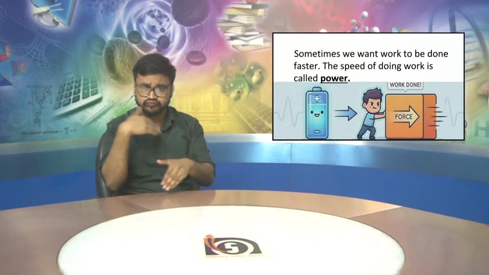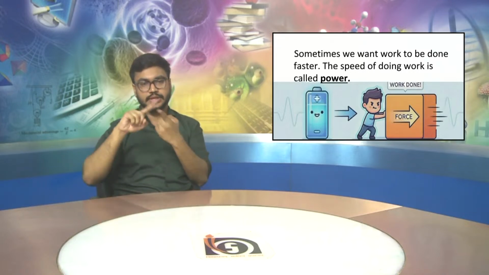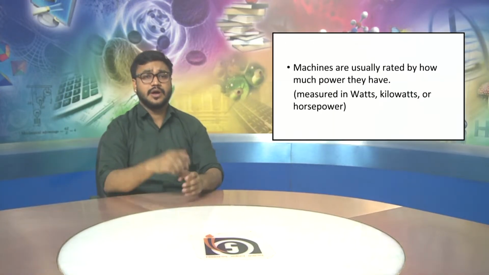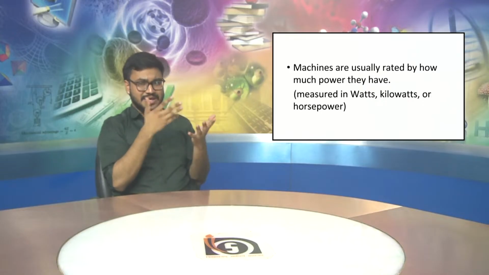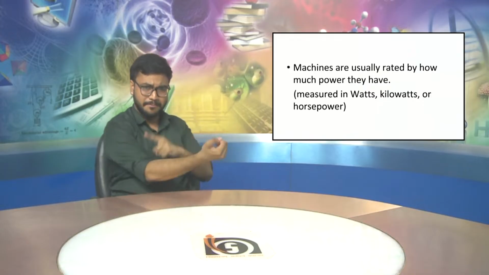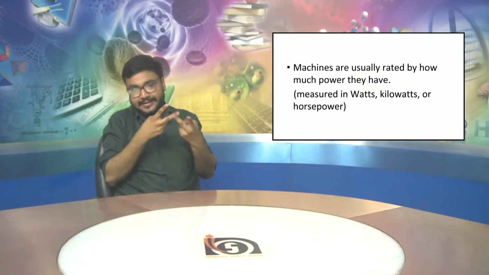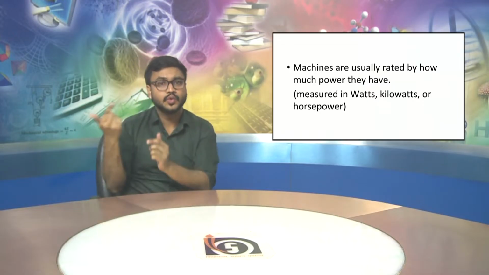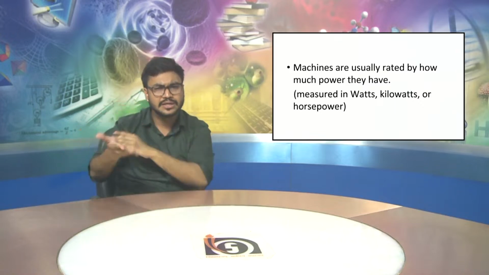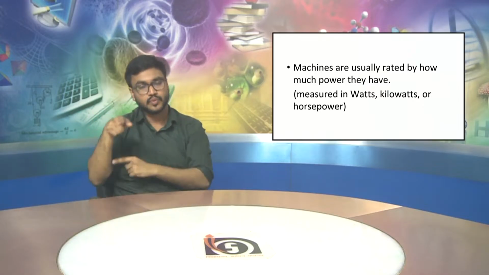Sometimes we want work to be done faster. The speed of doing work is called power. But machines are usually rated by how much power they have. They vary from human power, and it is measured in watts, kilowatts, or horsepower.